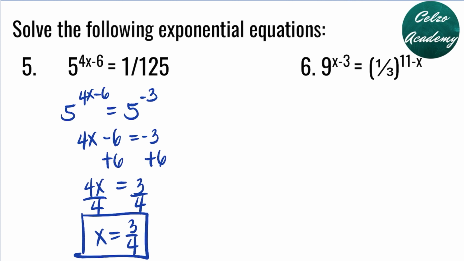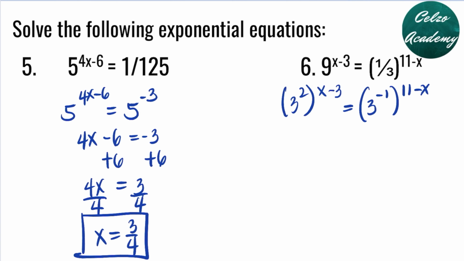Question 6. 9 to the power of x minus 3 is equal to 1/3 to the power of 11 minus x. What base can we use for 9 and 1/3? We will use base 3. 9 is the same thing as 3 squared, and we have the outside power x minus 3. 1/3 is the same thing as 3 to the power of negative 1 using the negative exponent rule. And the outside power is 11 minus x.